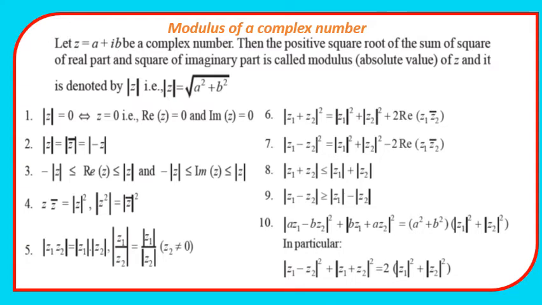Modulus z1 plus z2 is less than or equal to modulus z1 plus modulus z2. Modulus of z1 minus z2 is greater than or equal to modulus z1 minus modulus z2.